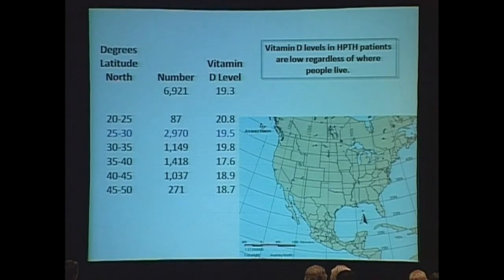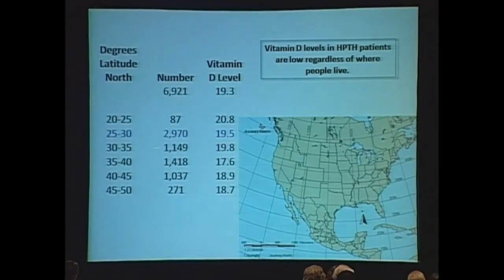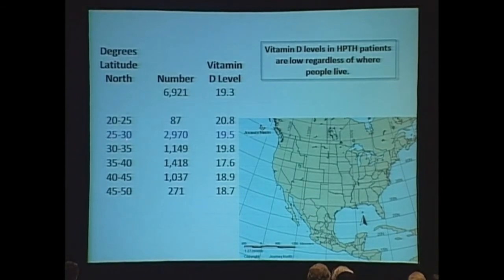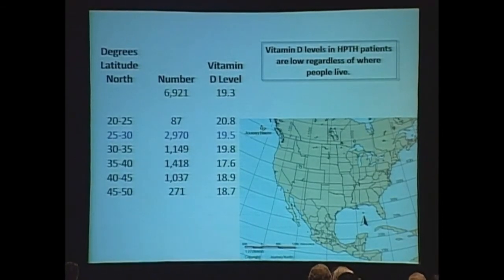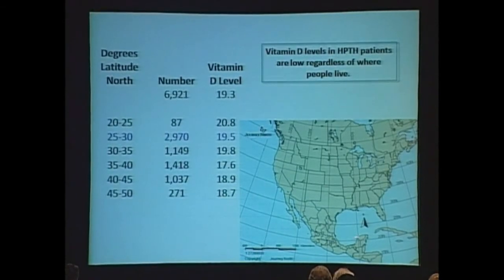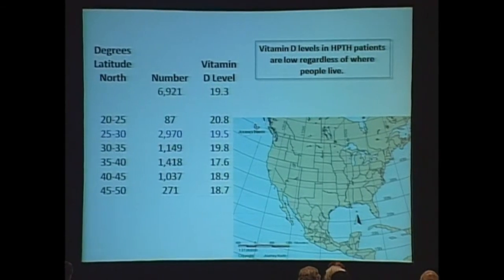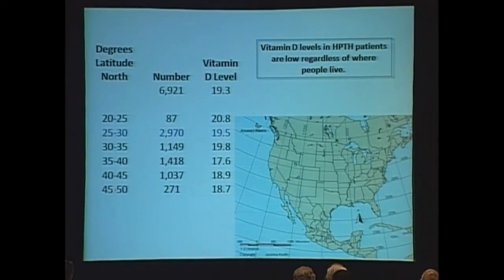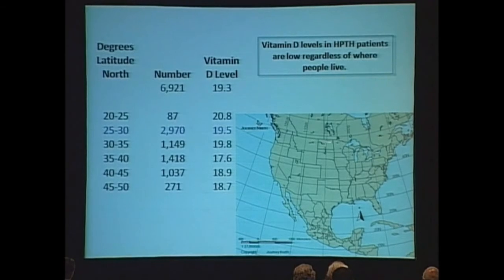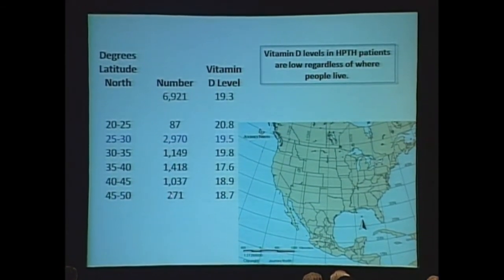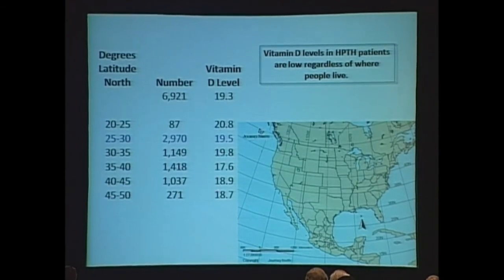Let's look at the degrees latitude north. This is a globe. We live here in Central Florida, between degrees latitude north 25 and 30, okay? So we look at people who live further south than us towards the equator. Look at that. Their vitamin D levels are low. Look at the people who live up here in Canada, okay? 45, 50 degrees, that's up here in Canada. We have a few of those patients, but statistically there's no difference, okay?